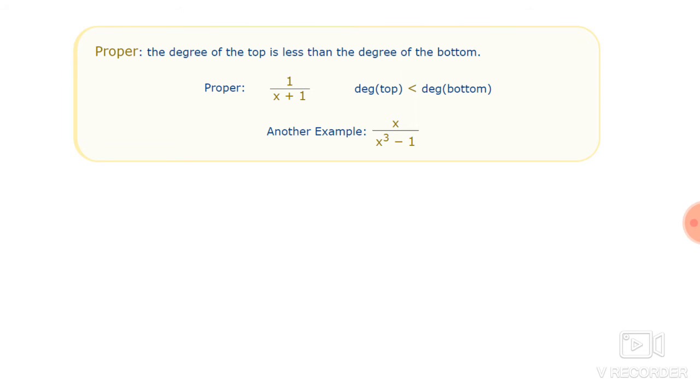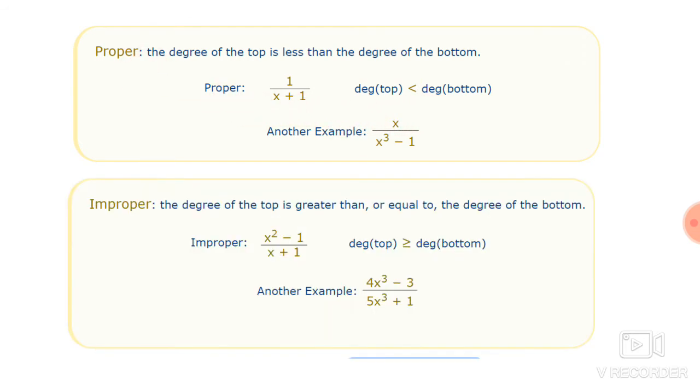To check whether the rational expression is a proper rational expression or an improper rational expression, we have to find the degree of the numerator and the degree of the denominator. If the degree of the numerator is less than the degree of the denominator, then the rational expression is called a proper rational expression. If the degree of the numerator is greater than or equal to the degree of the denominator, then it is considered an improper rational expression.